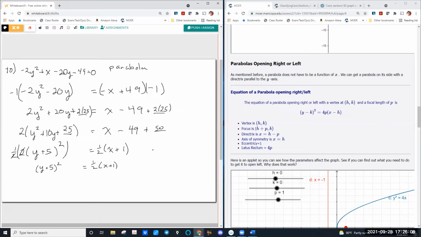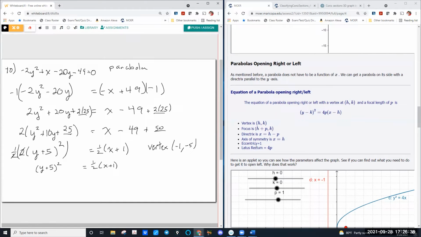All right, now we identify the pieces. So for instance, the vertex, (h, k). h is always teamed up with the x term. That goes for all of these. And notice the sign is opposite, so -1. And same thing with the k. The sign is opposite and it's teamed up with the y term, -5.